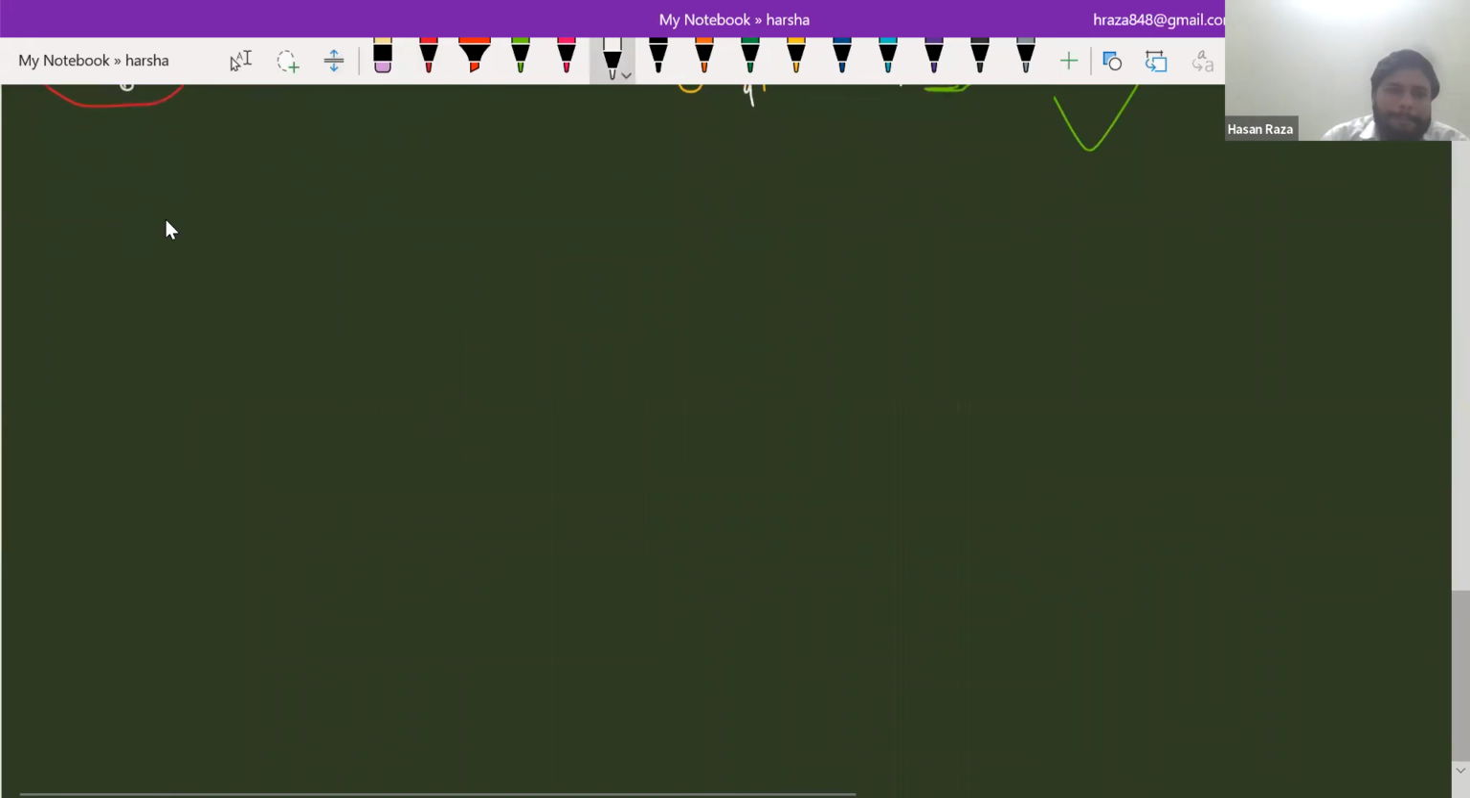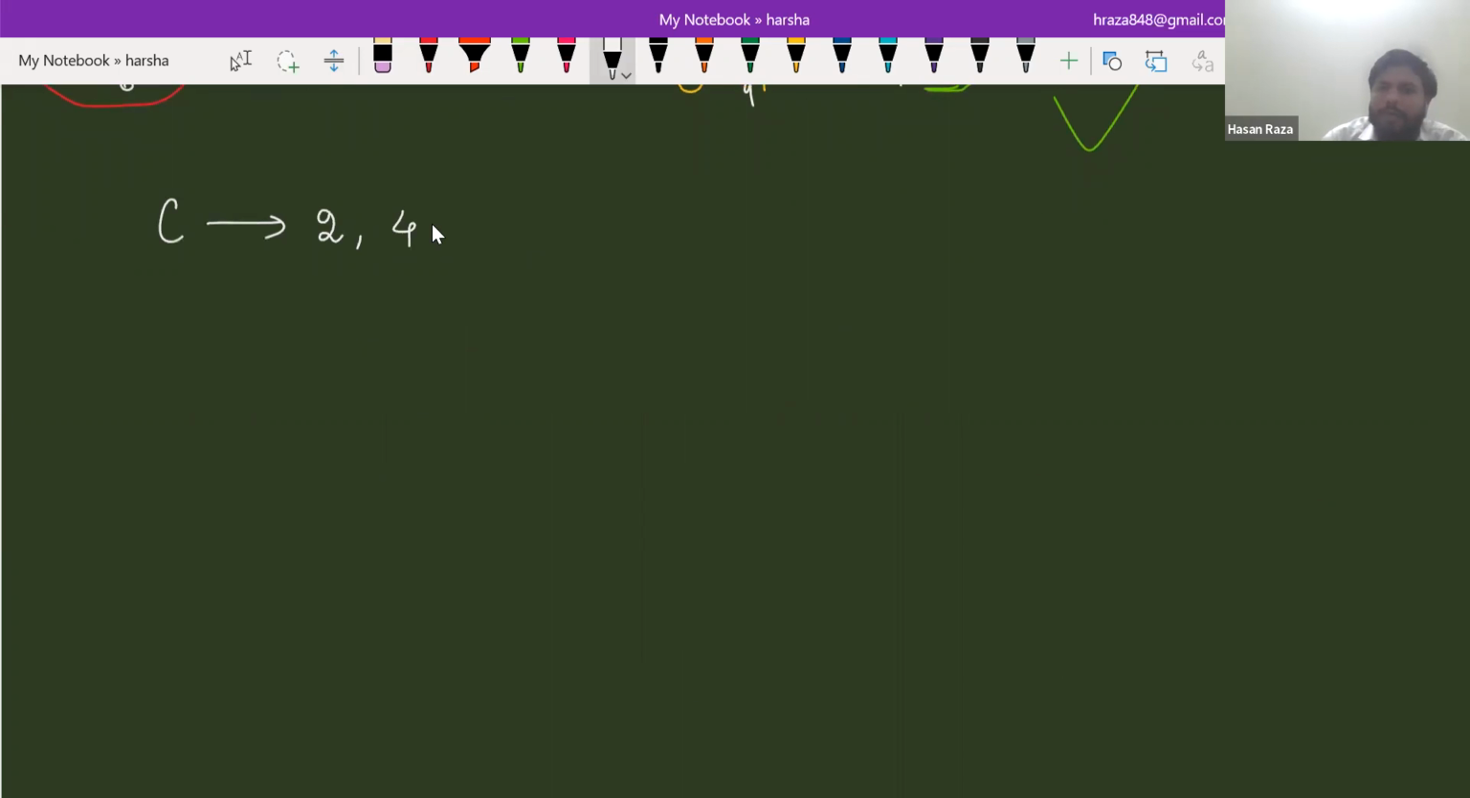This carbon has an electronic configuration of 2, 4. That means either it will lose 4 electrons or it will gain 4 electrons to get stabilized. But what will it do? Will it lose or gain? So I'm going to write a topic that is bonding in carbon.